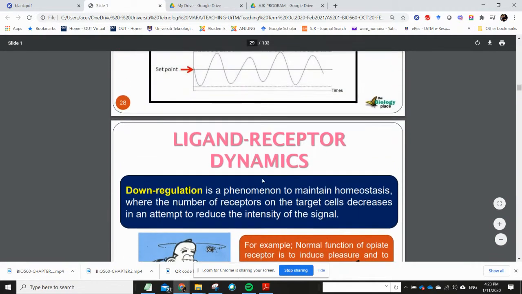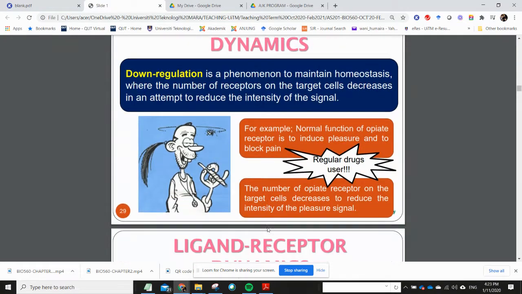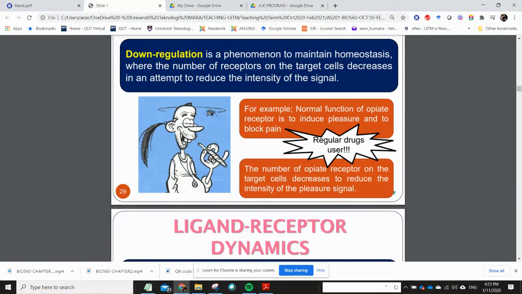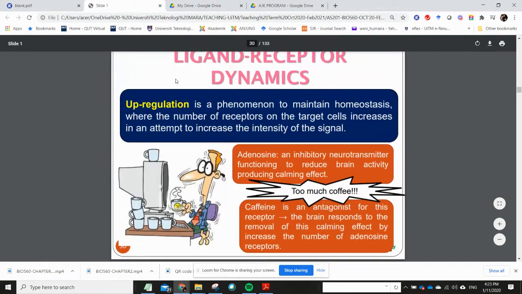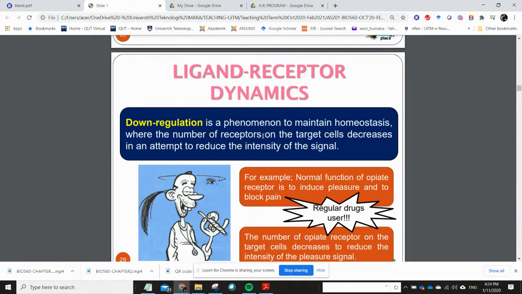Let's see the dynamic process here. It can become down regulation or up regulation. What is down regulation? It is a phenomenon to maintain homeostasis, where the number of receptors on the target cells decreases in an attempt to reduce the intensity of the signal.